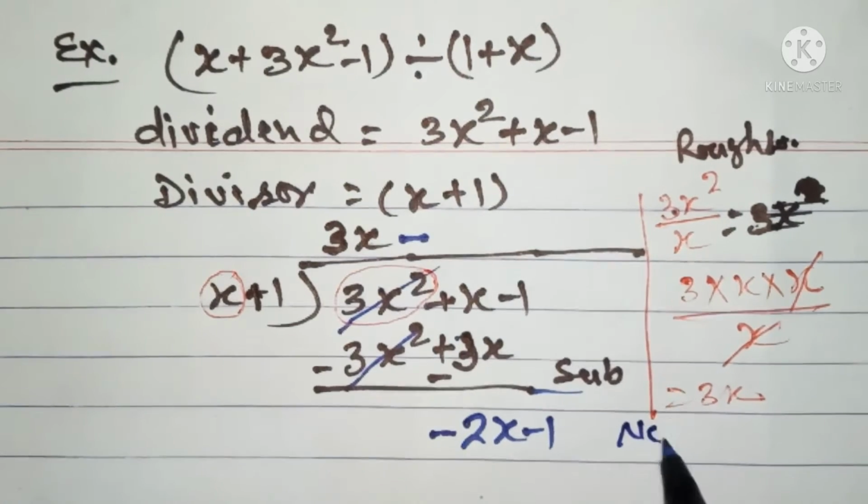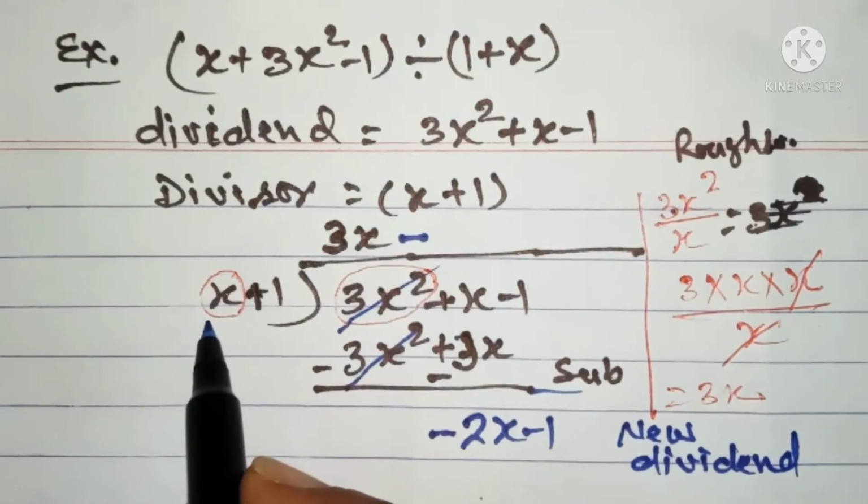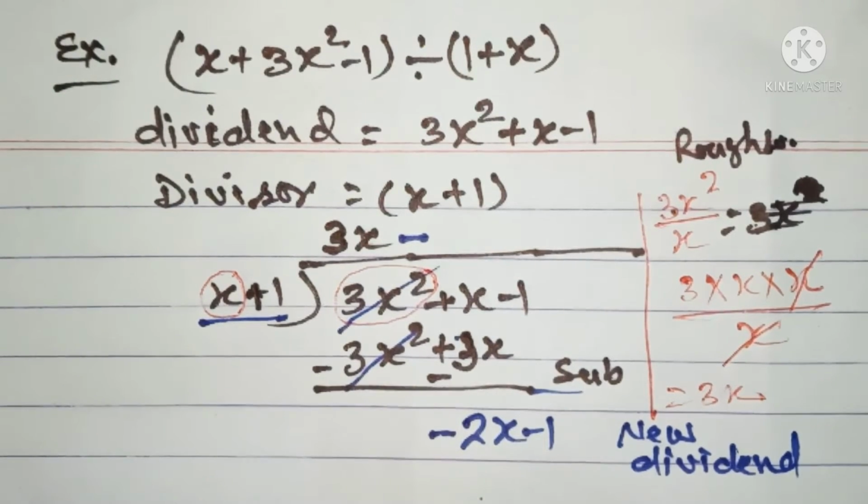Now we will treat minus 2x minus 1 as a new dividend, and the divisor will be the same, x plus 1.